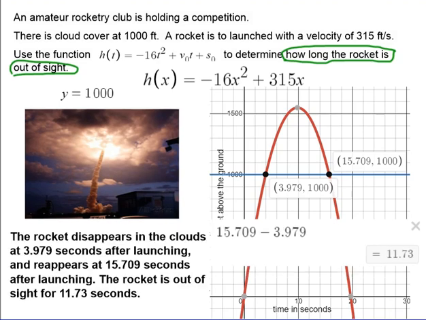So when I write this up, I'm going to make sure that I answer the question very clearly. The rocket disappears in the clouds at 3.979 seconds after launching and reappears at 15.709 seconds after launching. The rocket is out of sight for 11.73 seconds. So I used complete sentences. I said all of the numbers that I was using in my sentences in order to reach my final answer.